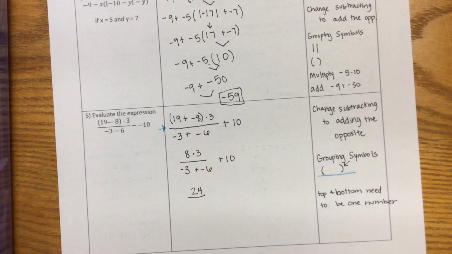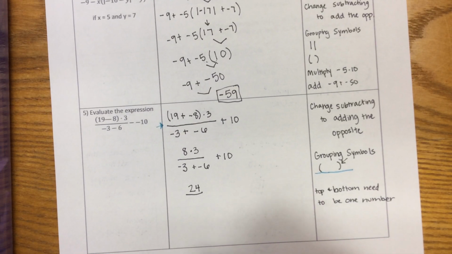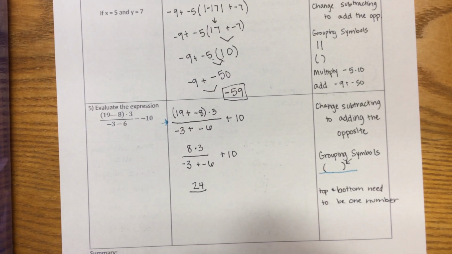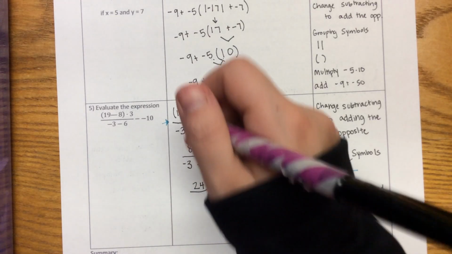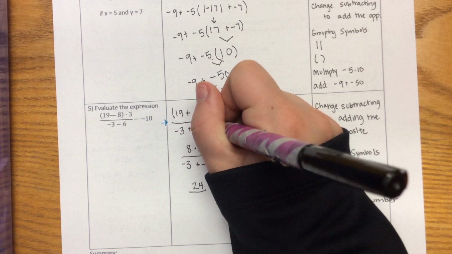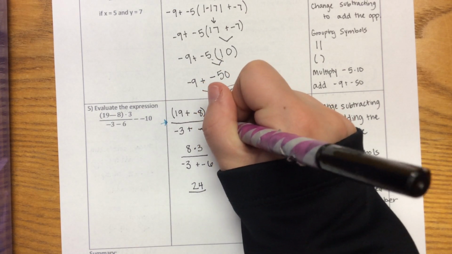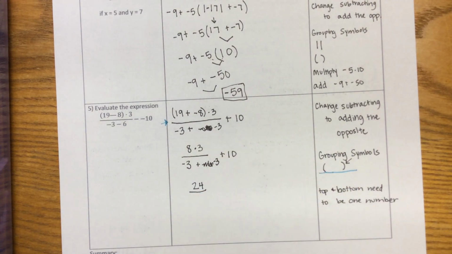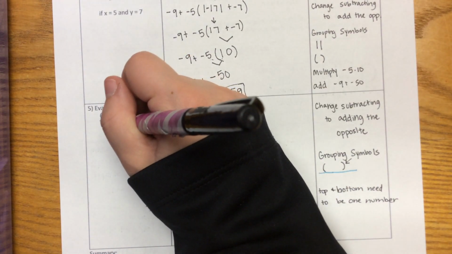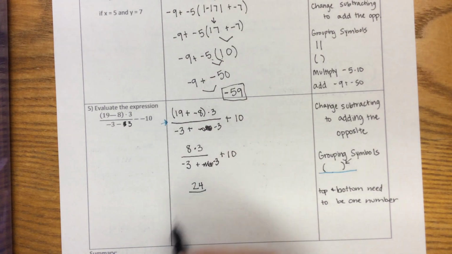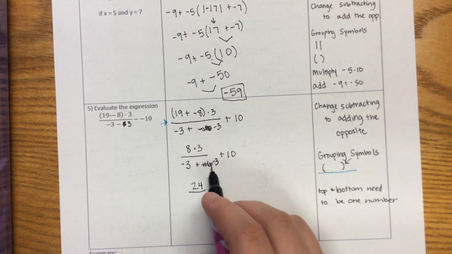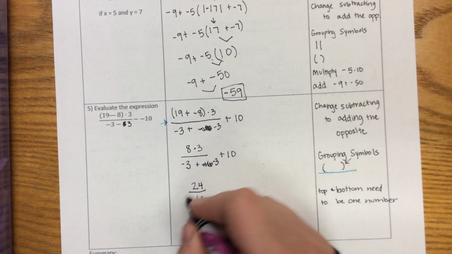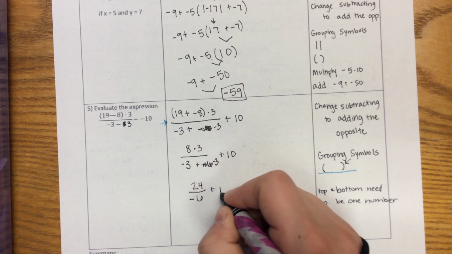I think I wrote something down wrong, or I must have typed it wrong. Let's make this a negative 3. So negative 3 plus negative 3, I made this a 3. Okay, they're both negative, so we're going to add, and so 3 plus 3 is 6. They're both negative, so I keep the negative, plus 10.